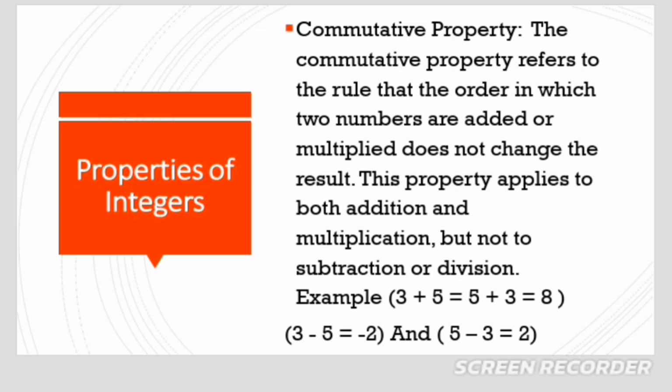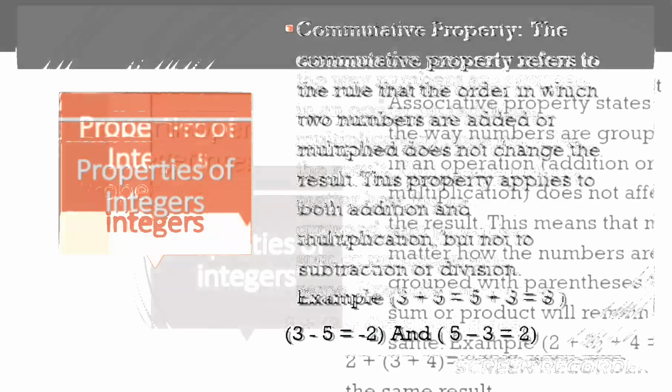So this means the commutative property only applies if the operation is multiplication or addition. If it is subtraction or division, then it is not the commutative property.